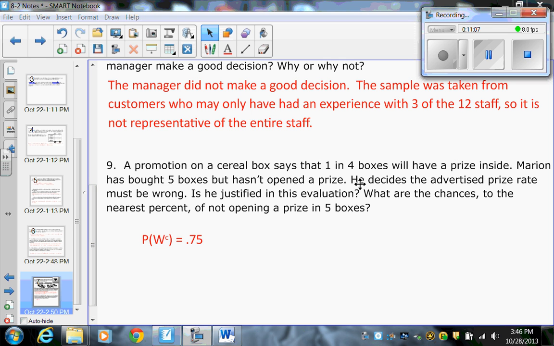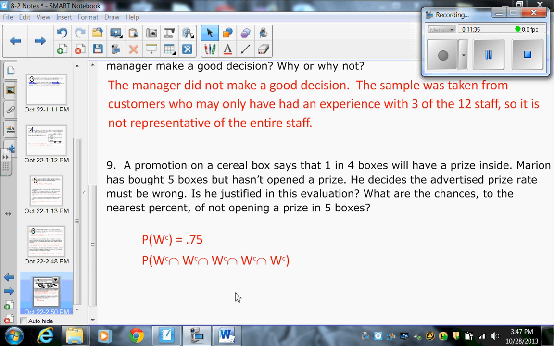So the first thing that we have here is that the chance of winning is 1 in 4, which is 25%. So if the chance of winning is 25%, then the probability of not winning would be 0.75, because this is the complement to winning. So 1 minus 0.25 would be 0.75.